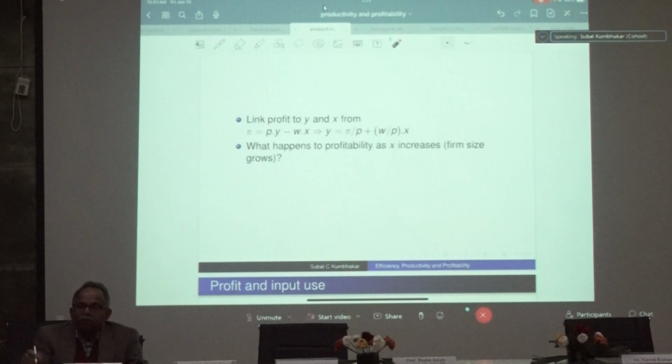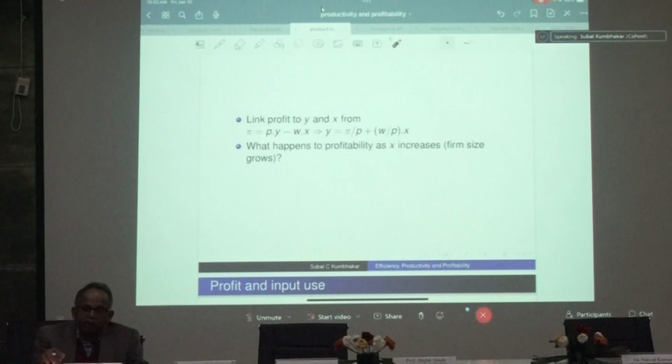Now what sort of graph should I get? This is again a straight line. What is pi over P for this straight line? This is the intercept, right? And what is W over P? Slope. Very good. So we get a straight line with the intercept giving you profit adjusted for output price, or real profit. And the slope is like a real wage, or a wage if X is labor, divided by output price. That is how you can interpret it.